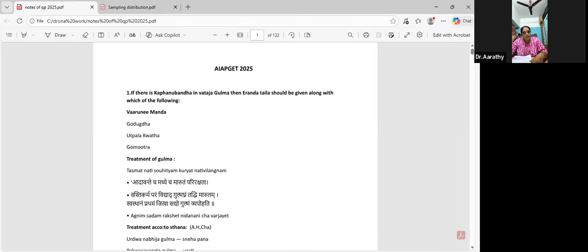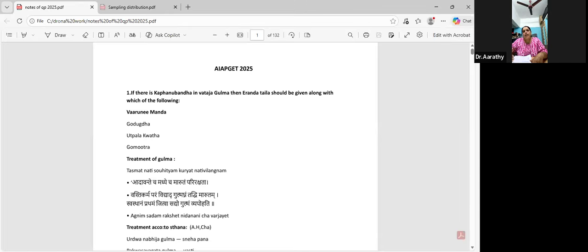Just by seeing the options itself, you can eliminate two of them. Which are they? They are Godugda and Utpala Kwada, because it is said Kabhanabandha in Vadaja Gulma, right? So from four options, you will reduce it to two options, Varuni Manda and Gomutra. These are the two options that you will have a little doubt with. Actually, this is a direct question where in Drona notes you have the answer as such.